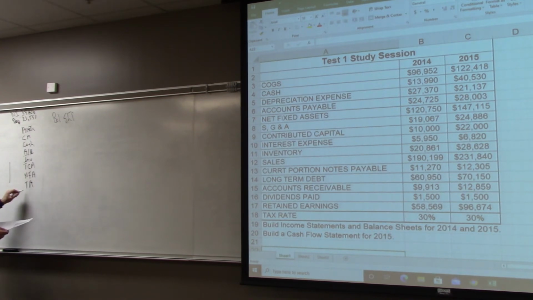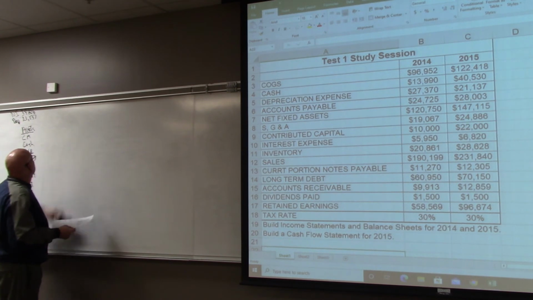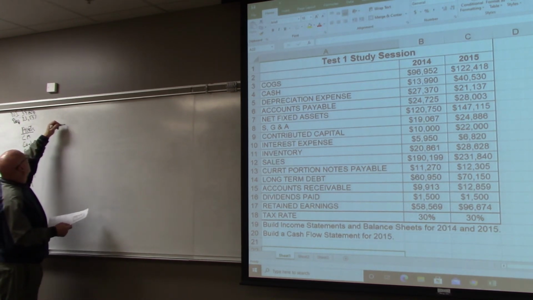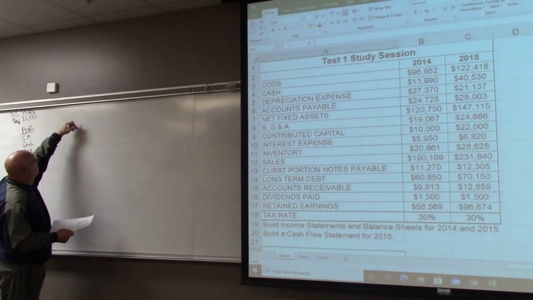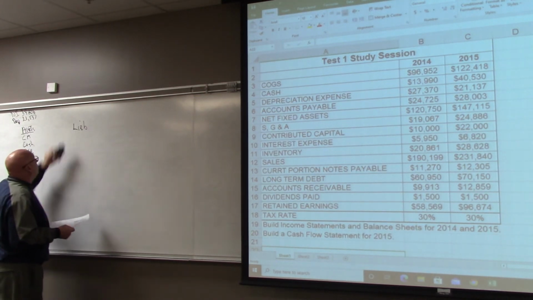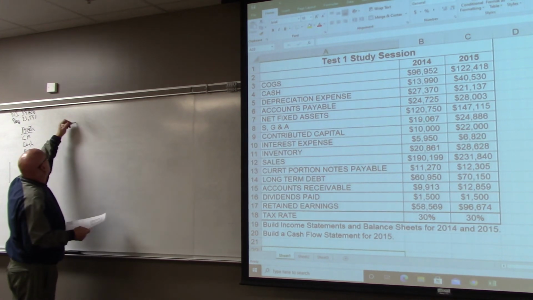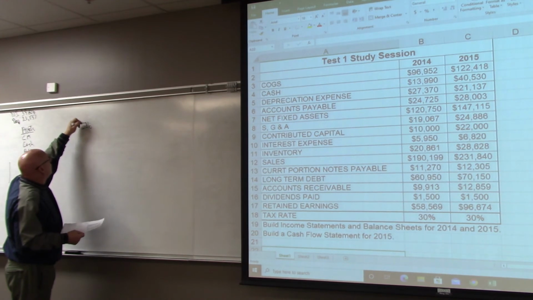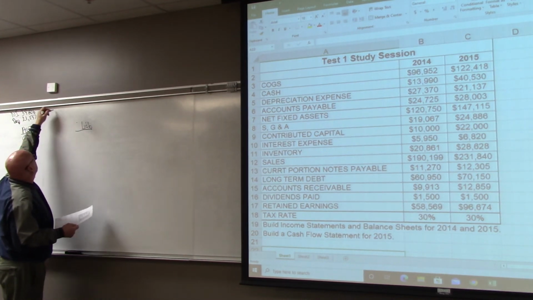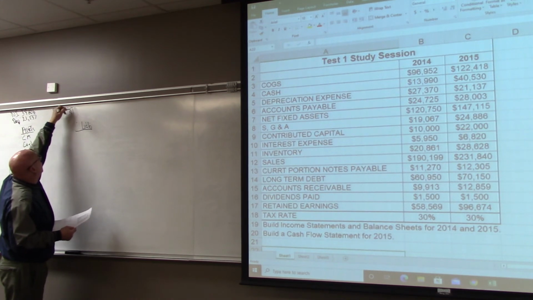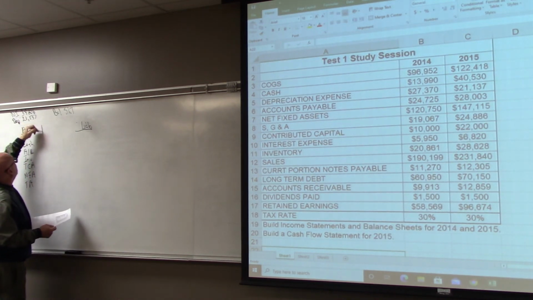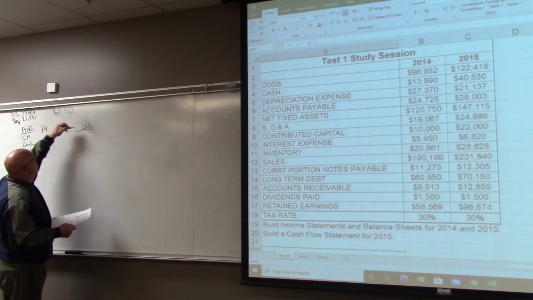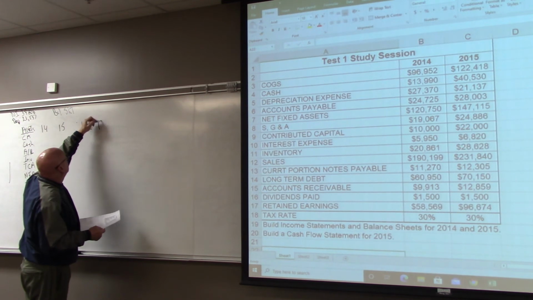Okay? Then we have liabilities. I'm trying to think of the best way to set this up. We can move it over here. We're going to be putting in 2 years' worth. So we have the balance sheet up here. All right, and so we have 14 and 15, and we have 14 and 15.